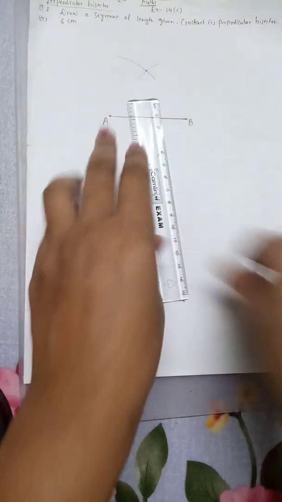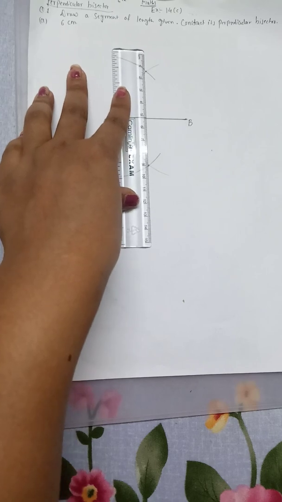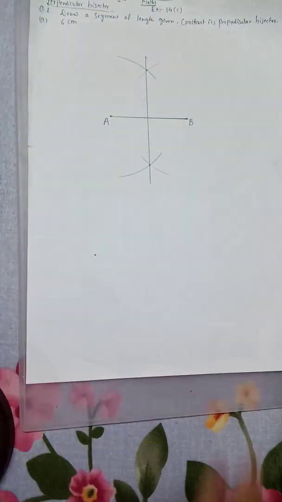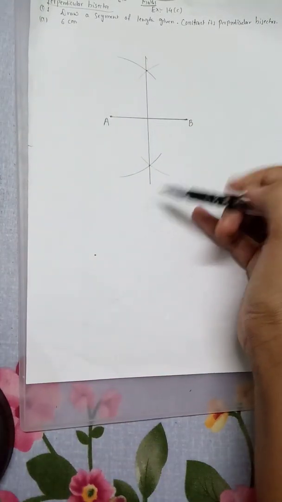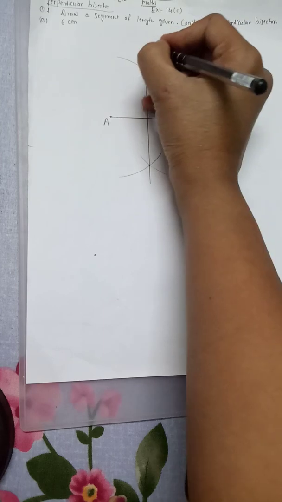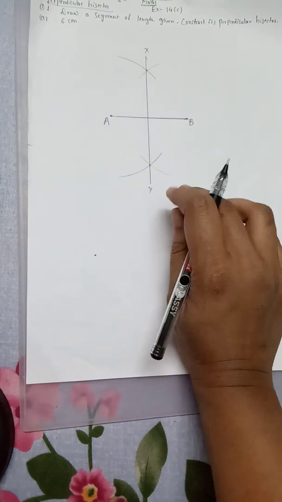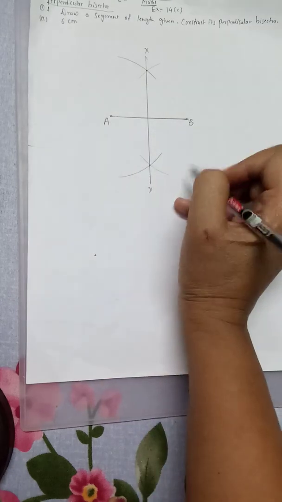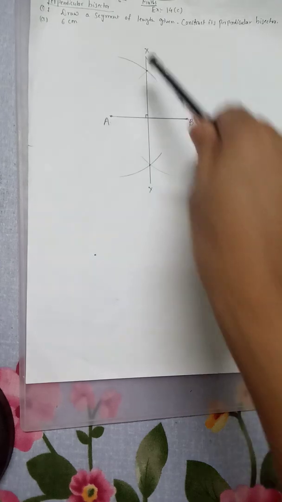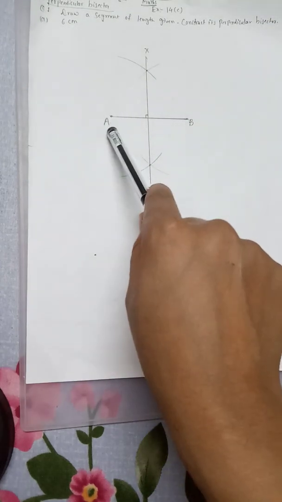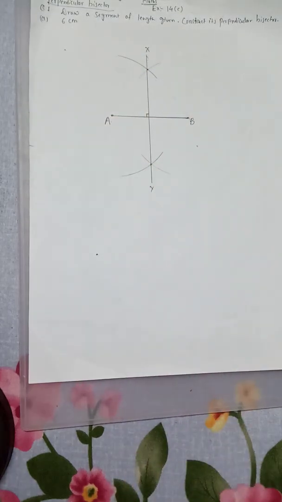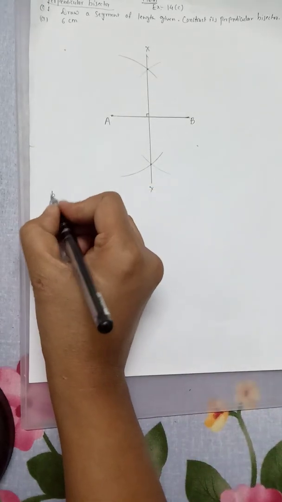Now you can join these intersecting points like this way. When you join them, this line is called the perpendicular bisector of line segment AB. We can name this line XY. This is called the perpendicular bisector of AB, and this angle is 90 degrees. So this is your perpendicular bisector of line segment AB. We have taken line segment AB as 6 centimeter.